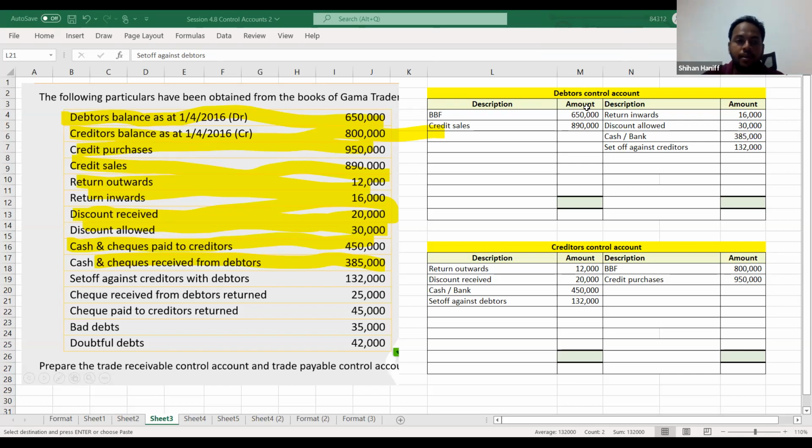Right, set off means now there is a person. We purchase from him. He is one of our suppliers, and also we are selling to him. He is a customer as well. So the same person we need to pay, and we should receive from him. Let's say I have to give you 100,000 and you have to give me 100,000. So what can we do? We can set off. So I don't need to pay, you also don't need to pay. Setting off a debtor with a creditor.